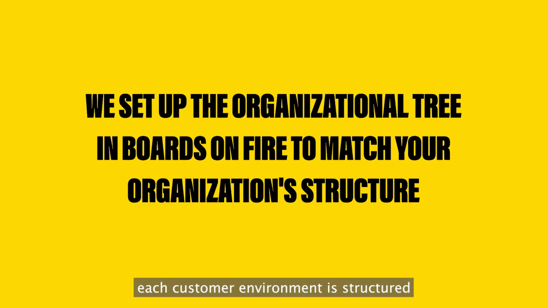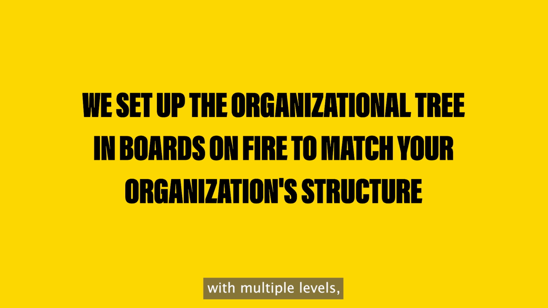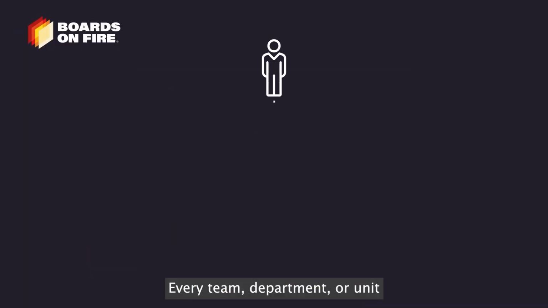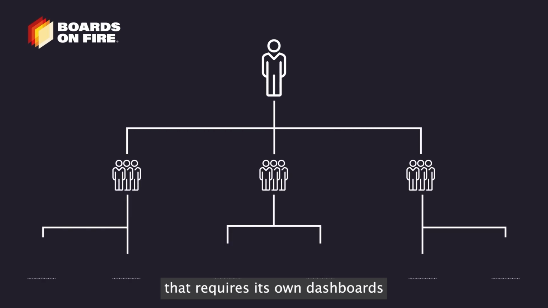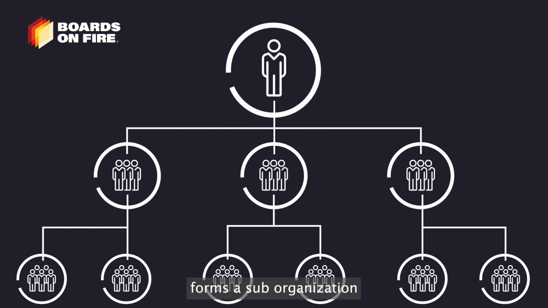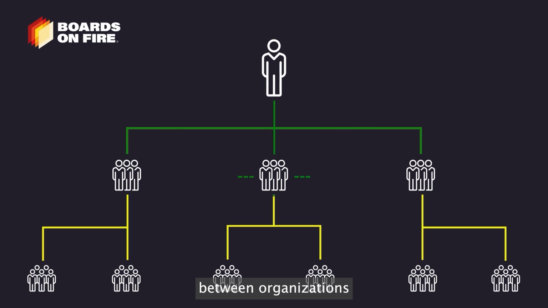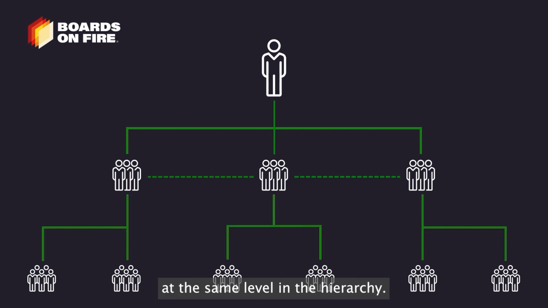Each customer environment is structured as an organizational tree with multiple levels, which we customize to match your organization's structure. Every team, department, or unit that requires its own dashboards forms a sub-organization within Boards on Fire. One of the biggest advantages is that all data and information entered or retrieved on any of these boards can be instantly escalated or aggregated from each individual board all the way up to a consolidated view at the top. Information can also flow in the opposite direction or be shared between organizations at the same level in the hierarchy.